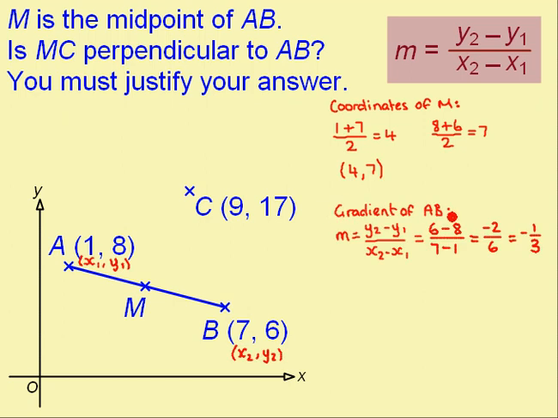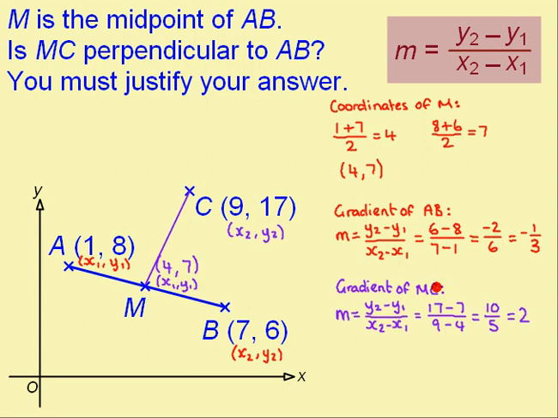You also needed to find the gradient of AB, and I've done that using this formula here, and the gradient of AB is minus a third. You also needed to find the gradient of MC. Again, I've used this formula here, and the coordinates I found for M. I get this answer, the gradient is 2. To finish off, I multiply the two gradients together, so that's minus a third times 2. Now I don't actually have to work this out, I can see straight away that it's not going to equal minus 1, so the lines are not perpendicular. So this is my final answer. You'll notice that the question says you must justify your answer, and all of this working out is my justification.